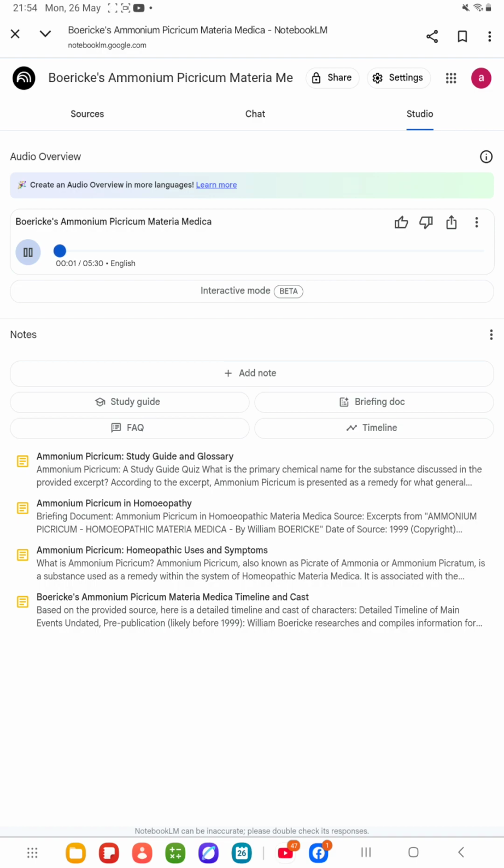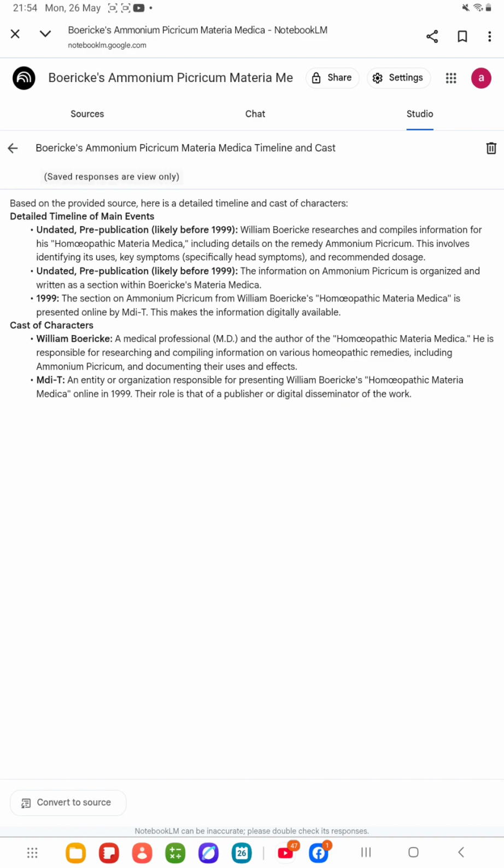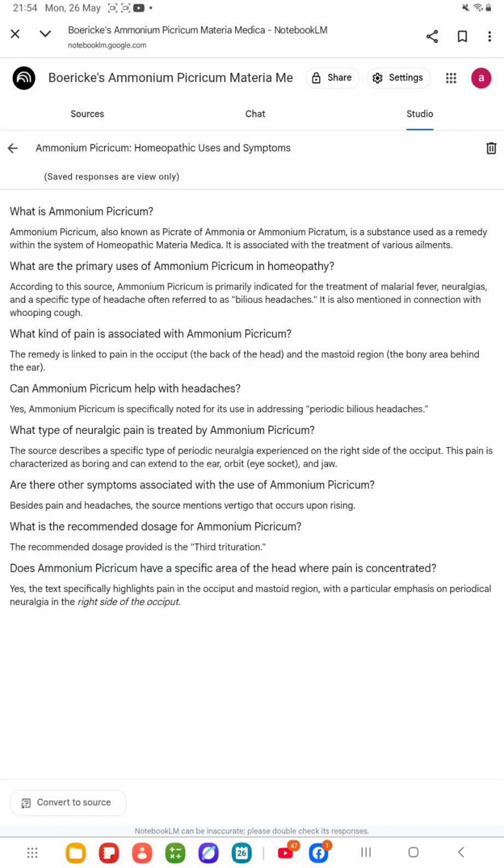Welcome to the deep dive. This is where we take the source material you give us and dive deep to pull out the key insights. That's the plan. Today, we're focusing on just one source you sent over. It's some excerpts from William Boericke's Homeopathic Materia Medica, specifically the entry for Ammonium Picricum.